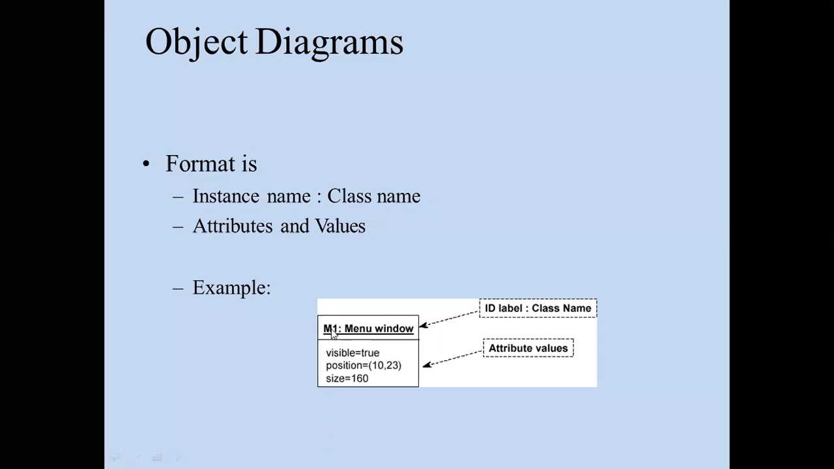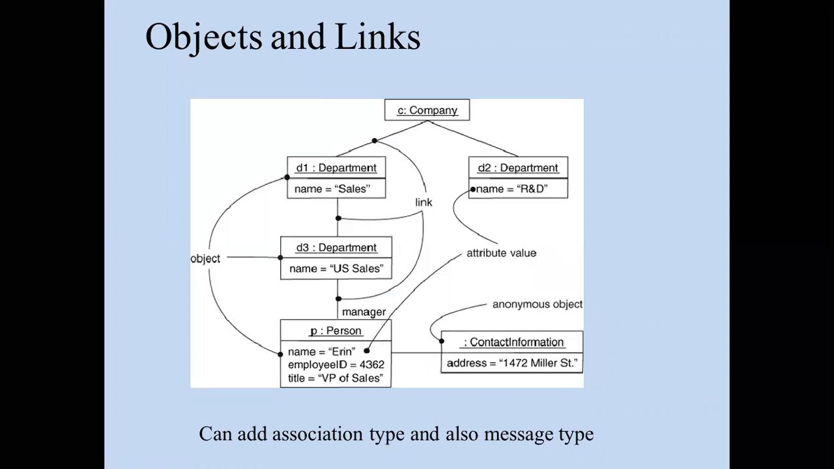Here you can see object name colon class name, underlined. This is the object diagram name, this is the id label and class name, and these are the attributes with their values. This is how we can declare an object diagram. Here you can see the objects and links in the object diagram. Here you can see several classes with their objects, where we have linked the objects to one another.